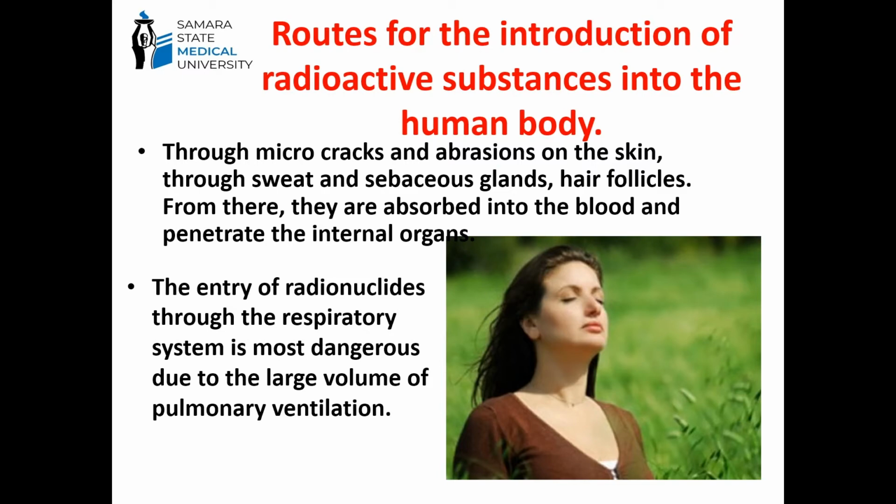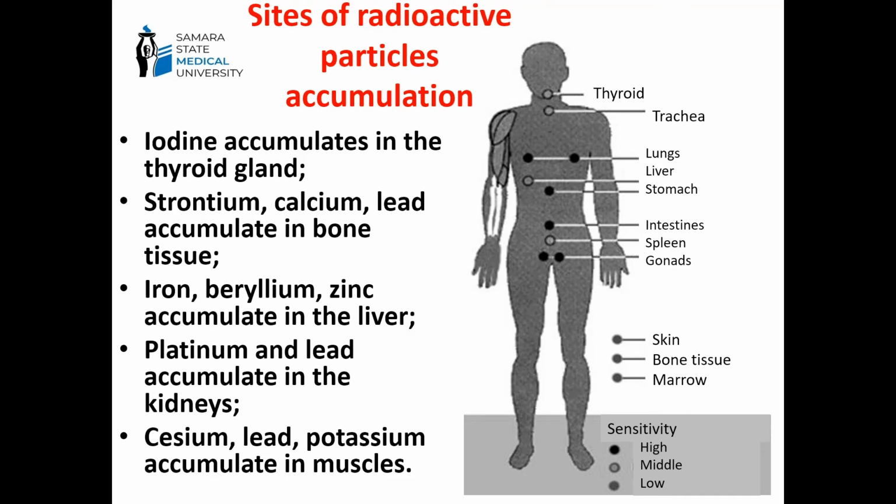The entry of radionuclides through the respiratory system is most dangerous due to the large volume of pulmonary ventilation. Many radionuclides have tropism to certain organs and tissues. Sites of radioactive particle accumulation you see on the screen. So, iodine accumulates in the thyroid gland, for example. Strontium, calcium, lead accumulate in bone tissue. Iron, beryllium, zinc accumulate in the liver. Platinum and lead accumulate in the kidneys. And cesium, lead, potassium accumulate in muscles.